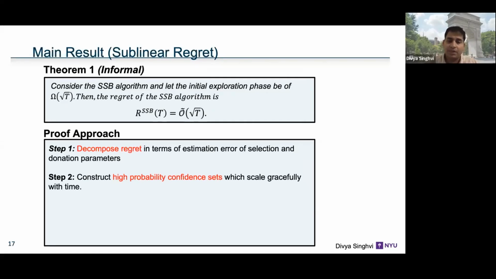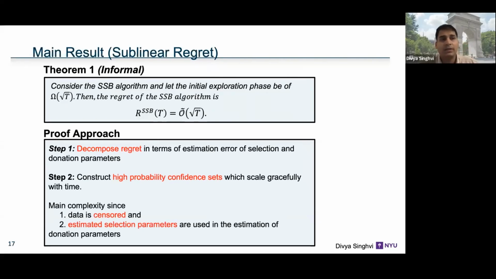Now, why is this construction a bit complicated? Because of two main reasons. One is data is censored. So recall that, as I mentioned, you do not get to observe donations for every donor. And so there's some sort of censoring that is happening that you have to account for. The second is that estimated selection parameters are used in the estimation of donation parameters. So I mentioned the Heckman two-step estimator. There we use the estimate of step 1 in step 2 to estimate the donation function. And that complicates things because from step 1, we are getting something that is not exact. It's by itself an estimate of the underlying selection function. So both of these things complicate the overall proof.